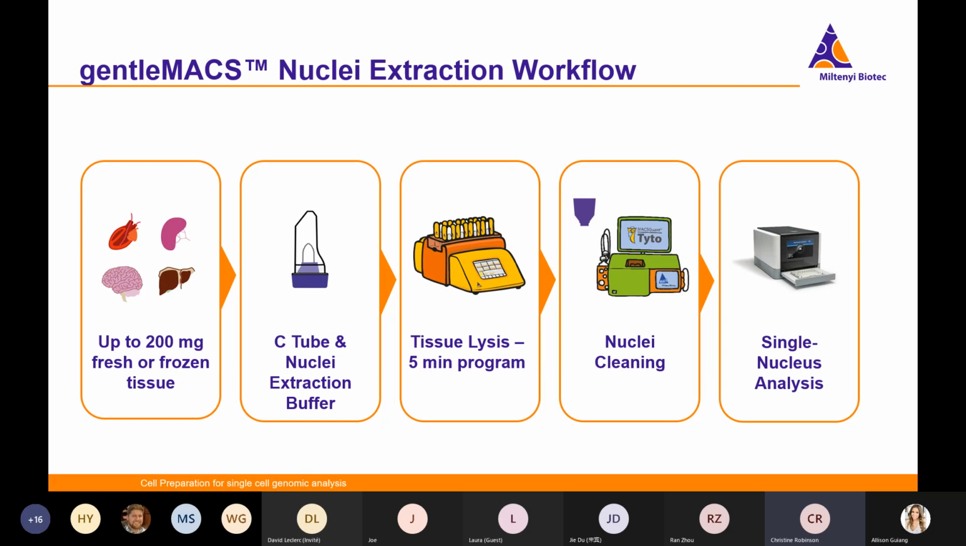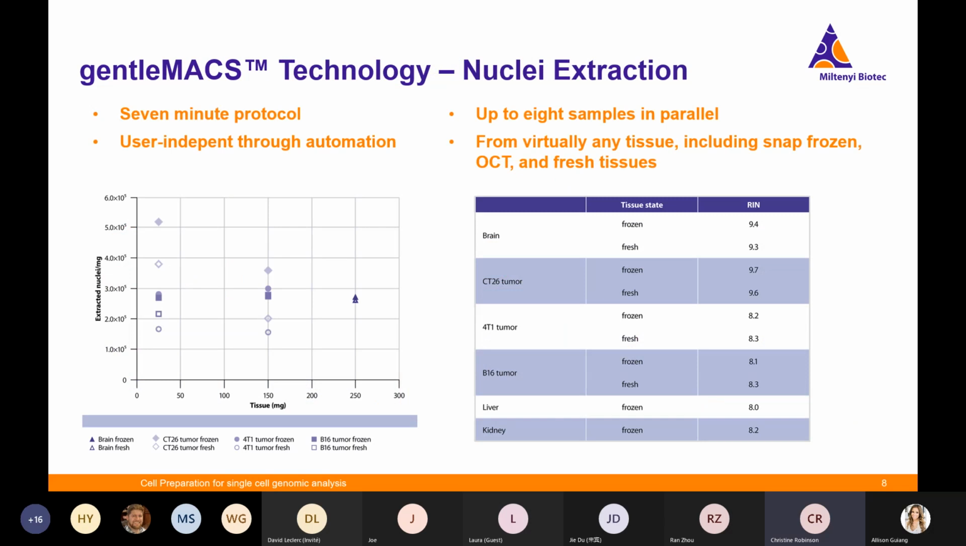Since the nuclei extraction buffer is a new product, we do have some data to share here. This could be used for virtually any tissue, including snap frozen, OCT embedded, or fresh tissues. The graph on the left shows yields for both the snap frozen and fresh mouse brain and tumor tissue. The chart on the right shows RNA integrity number, or RIN values, for RNA extracted from those nuclei suspensions. So this buffer has been validated for RNA analysis. It's a really great option for nuclei extraction.